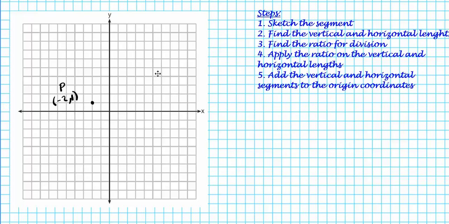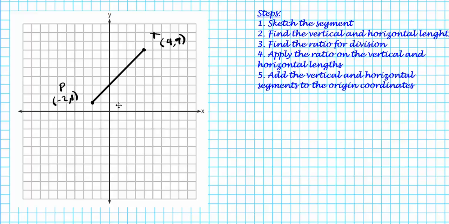And the other point, T, is (4, 7). 1, 2, 3, 4. 1, 2, 3, 4, 5, 6, 7. Right there. All right, so these are the endpoints of the segment that we're going to be divvying up using the ratio 2 to 1. So there goes your segment right there.